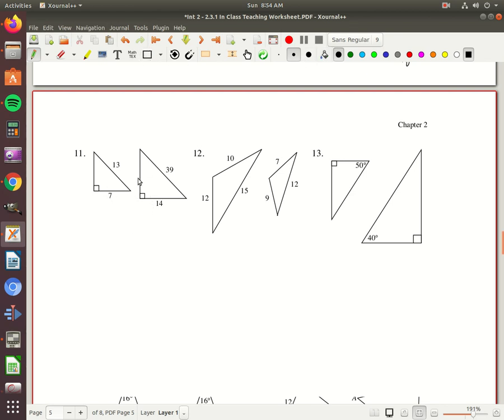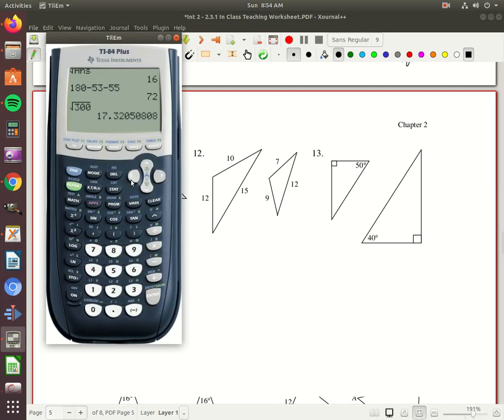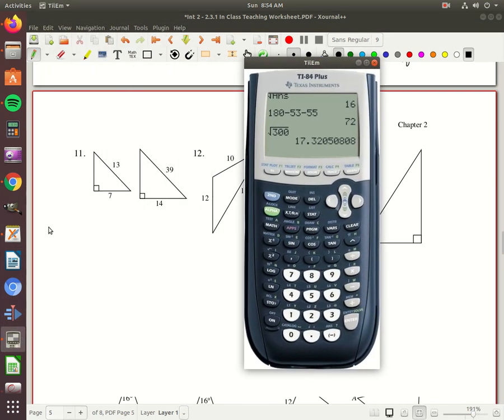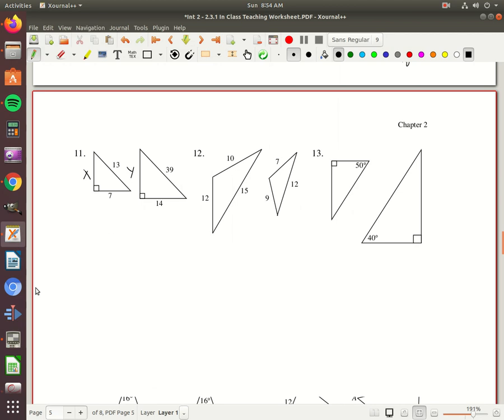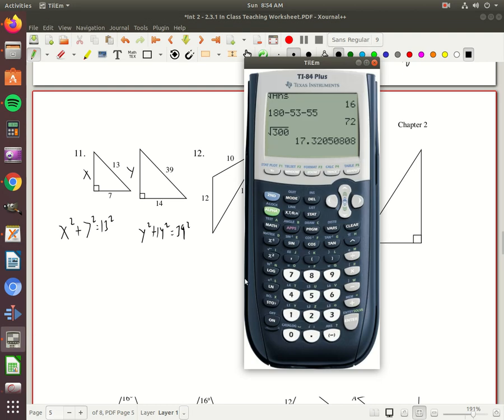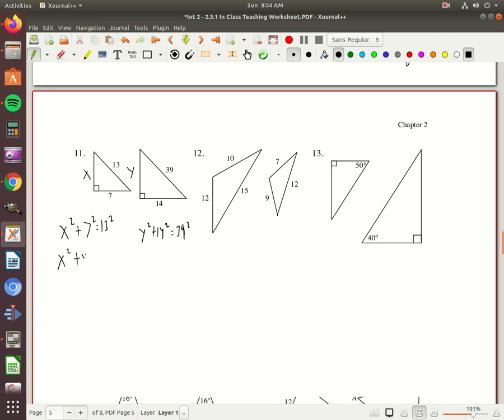So if I look here, again, I have the Pythagorean theorem. I'll call this x and I'll call this y. So I'm going to have x squared plus 7 squared should equal 13 squared. Here I'm going to have y squared plus 14 squared equals 39 squared. And we'll just see if there's any sort of a proportional ratio. So I know x squared plus 49 equals 169, so x squared equals 120. So x is going to equal the square root of 120.